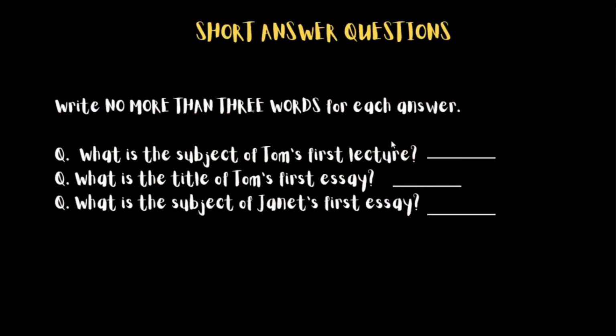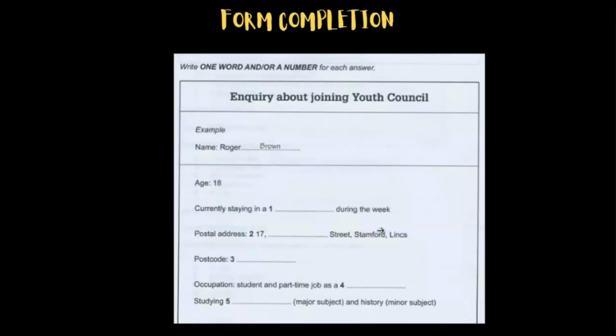The second question type is short answer questions, where in the question it would be mentioned to write no more than 3 words for each answer, and it would be like, what is the subject of Tom's first lecture? And the subject might be physics, the subject might be chemistry. The answer would be just one word, and you always have to make sure that your spelling is correct. The same goes for the other questions as well. So I think short answer questions are pretty straightforward.